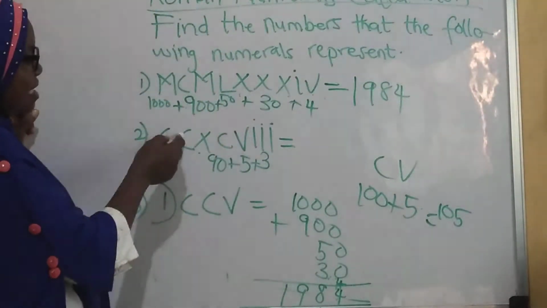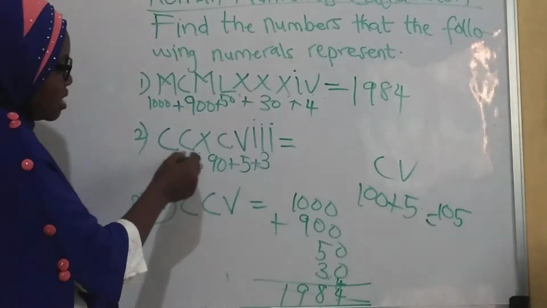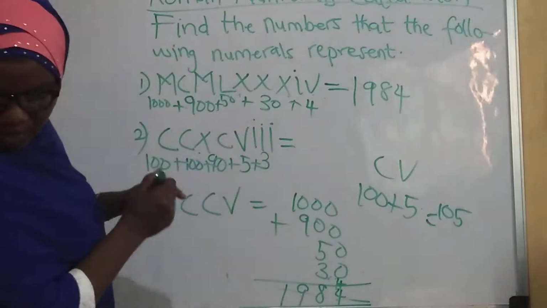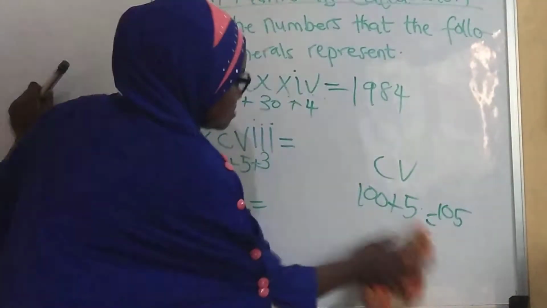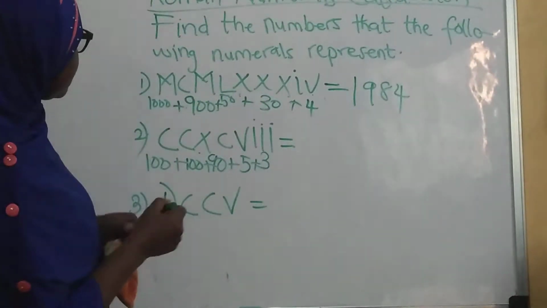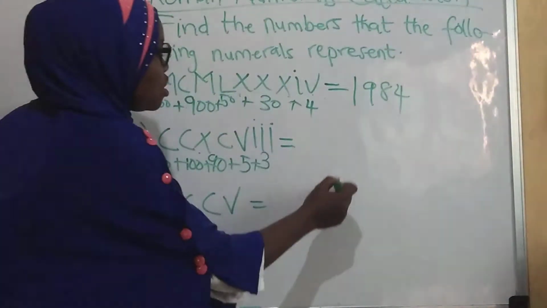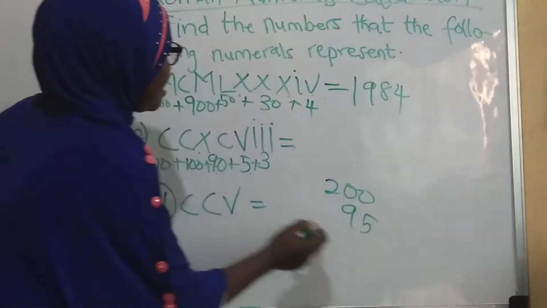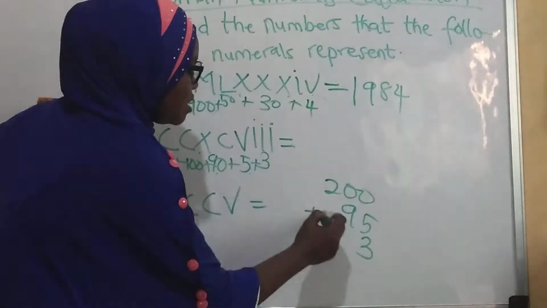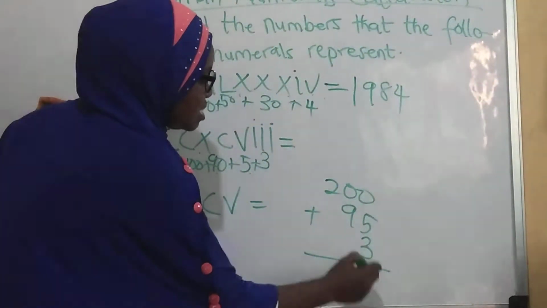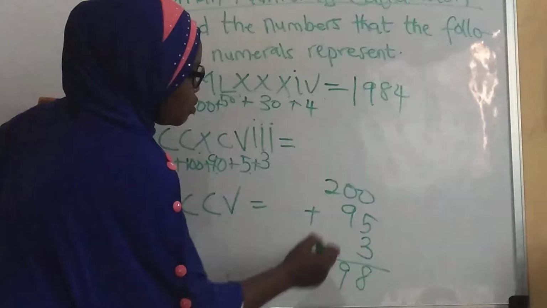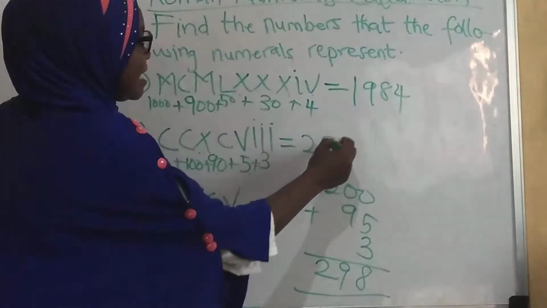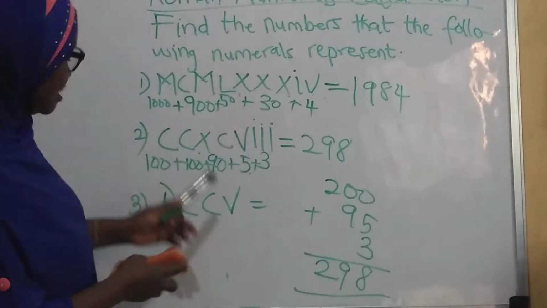This is XC. Now, this next one here, which is C, is what? 100. This C also is what? 100. So, you want to add everything together. All right. Now, let's look at this together. I have 100 plus 100 is what? 200. I have 90 plus what? Plus 5 is 95. And then I have 3 standing alone plus 3. So let's add. 5 plus 3 is what? 8. 0 plus 9 is what? 9. And 2 plus 0 is what? 2. And that is what? 298. Good.